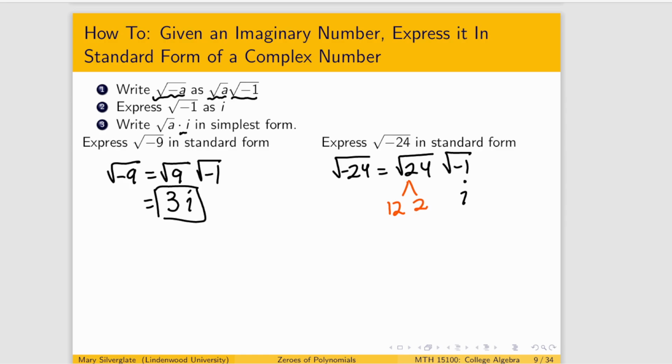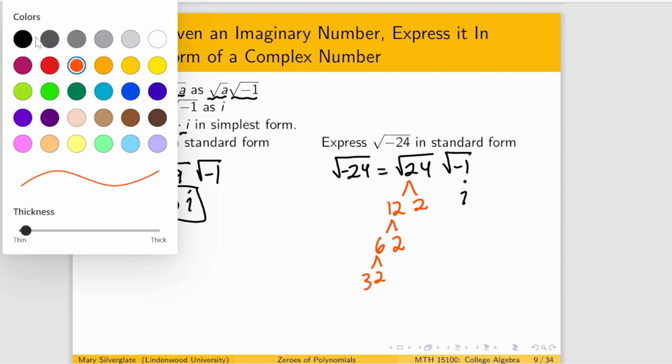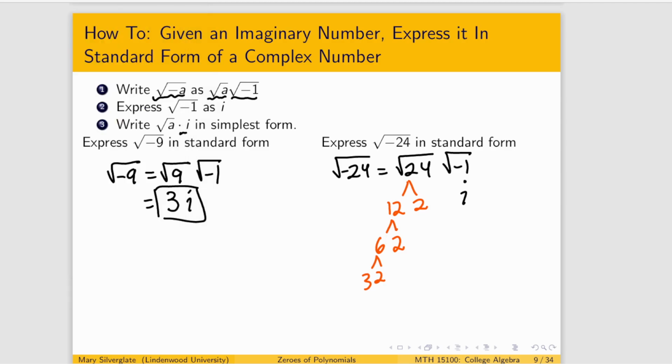Then I ask myself, do either of these break down further? 2 is prime, so I can't break it down. But 12 further breaks down into 6 and 2. And then 6 further breaks down into 3 and 2. So I've completely prime factorized it. Then I note who comes in a pair, which is the 2's. And then who's going to stay by itself on the end of this, and that is the 3 and the 2. Anything that was a middle step that I broke down further, I'm going to ignore those numbers.